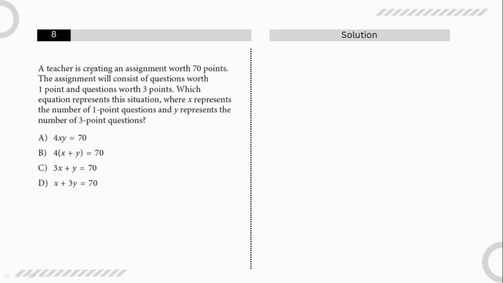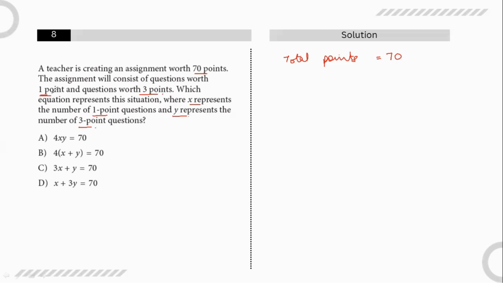It says that a teacher is creating an assignment worth 70 points. The assignment will consist of questions worth 1 point and questions worth 3 points. Which equation represents this situation, where x represents the number of 1 point questions and y represents the number of 3 point questions? Okay, so that's an algebraic question where the total points, which is given as 70, is to be distributed between these two types of questions.